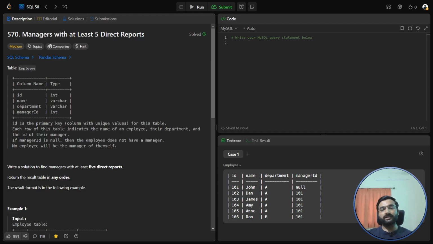My name is Mayur, and in this series we are going to solve SQL 50 questions from LeetCode. And today is our 13th question, so let's begin.